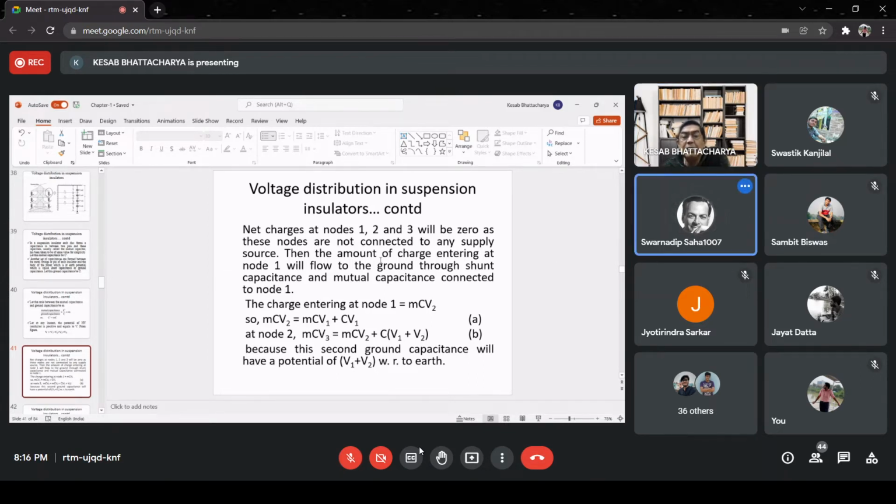Yes, sir. Understood. Then the amount of charge entering node 1 will flow to the ground through the shunt capacitance and the mutual capacitance connected to node 1.